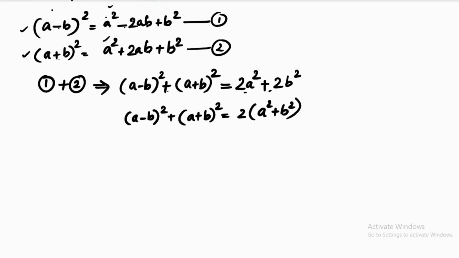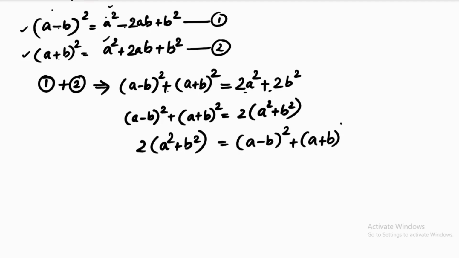Now we will exchange the sides. We will bring LHS and RHS, exchanging for easy calculation, because we want a square plus b square. So 2 into a square plus b square equal a minus b the whole square plus a plus b the whole square. We haven't done anything in this step. We have just exchanged the RHS and brought it to the LHS. That is it.